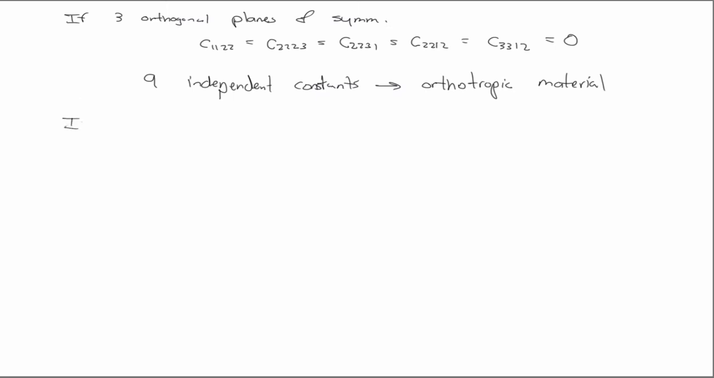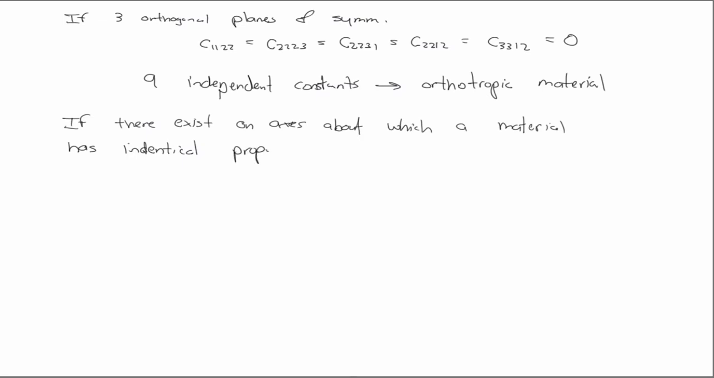So then finally, well not finally, but one more. If there exists an axis about which a material, about meaning rotated about which, a material has identical properties, then there's five independent constants. And that type of material is called transversely isotropic.